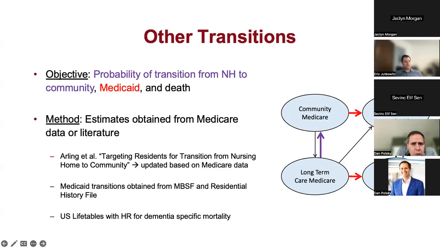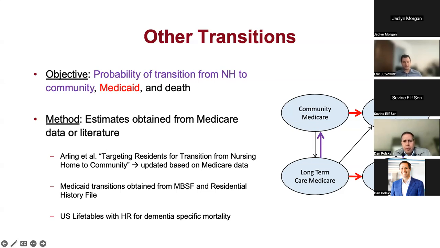Other transitions. So we modeled the probability of transitioning from the nursing home back to the community. There are actually a few of these that occur. We're drawing on some estimates from an Arling study that happened some time ago, where he looked at some of these, we call them reverse transitions. Medicaid transitions come from the MBSF and the residential history file, which we have here at Brown.